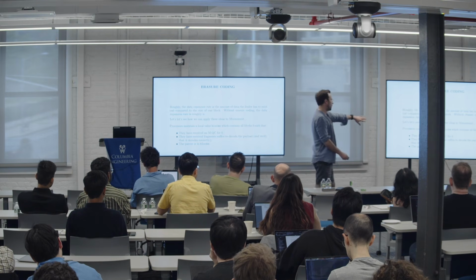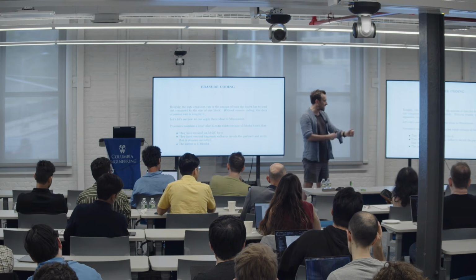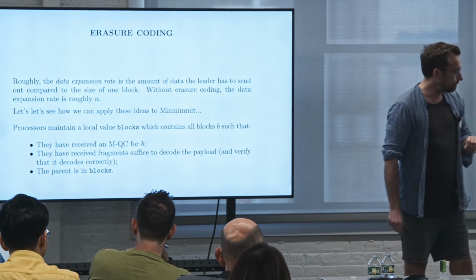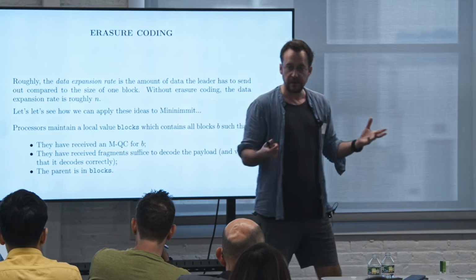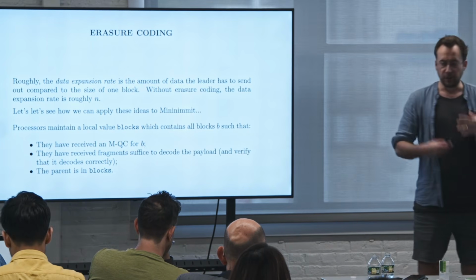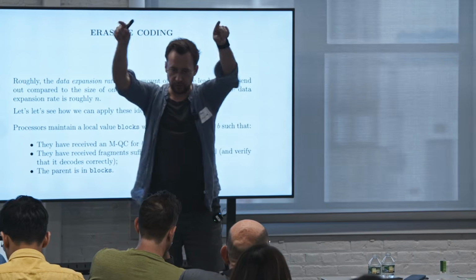So, okay, what we're going to do now, processes will maintain a local value, which I'm going to call blocks. And that contains all blocks B such that they've received an MQC for B. They've also received fragments sufficient to decode the payload and verify that it decodes correctly. And also we want the parents to be in blocks. And then you'll be finalized once you're in blocks and you receive an LQC as well, or if that's true for a descendant.